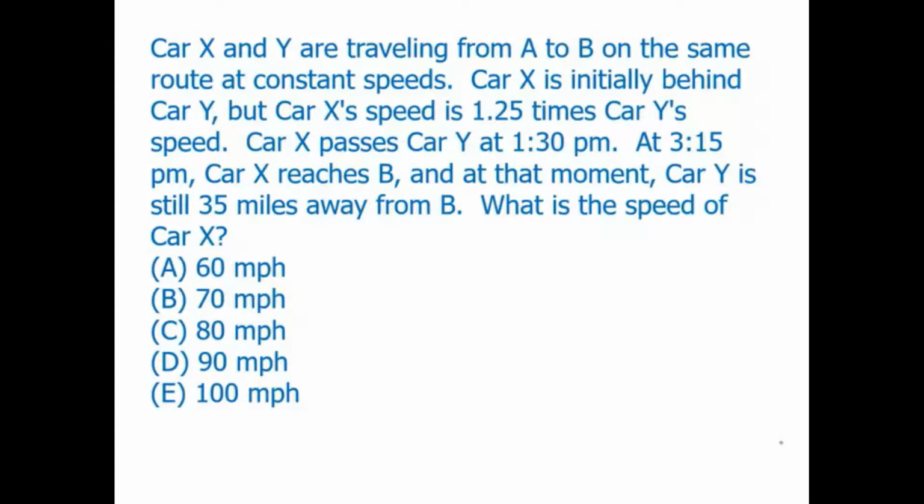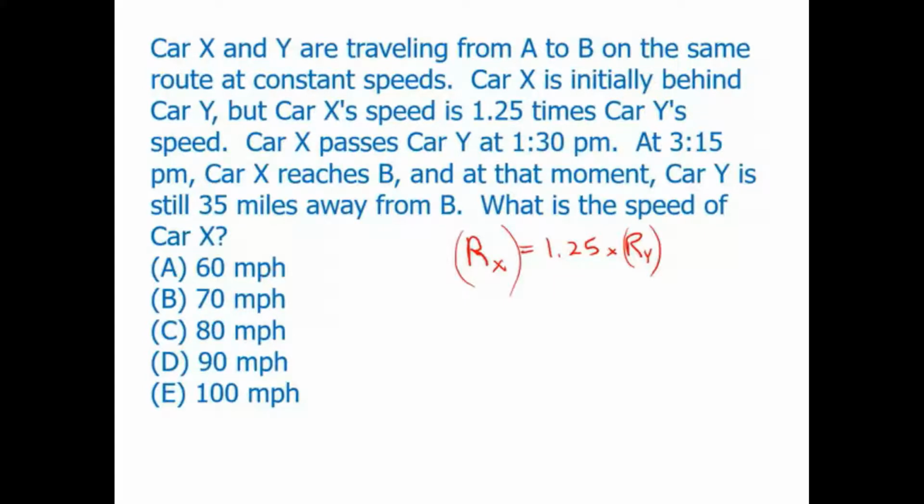This is a tricky problem involving two cars. So they start out traveling from A to B. Car X is initially behind Y, but it's going faster. In fact, we're told that car X's speed is 1.5 times car Y. So in other words, the rate of X equals 1.5 times the rate of Y. All right, that's an important equation.